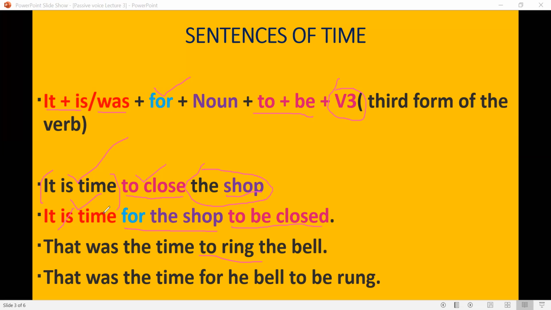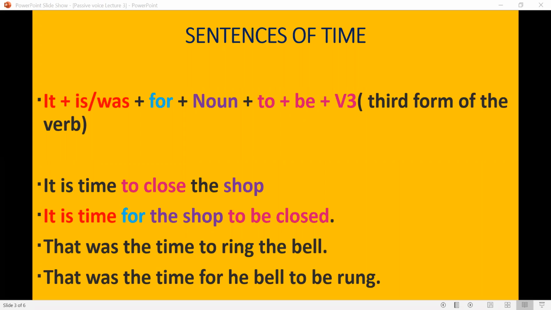It is time, then the noun for adding, for the shop. And again, if it is in the past tense, that was the time. We added for, then the same noun which is used here, for the bell, and here we made a change: to ring to be rung, to close to be closed. These are the changes we make in these kinds of sentences while converting from active into passive voice.